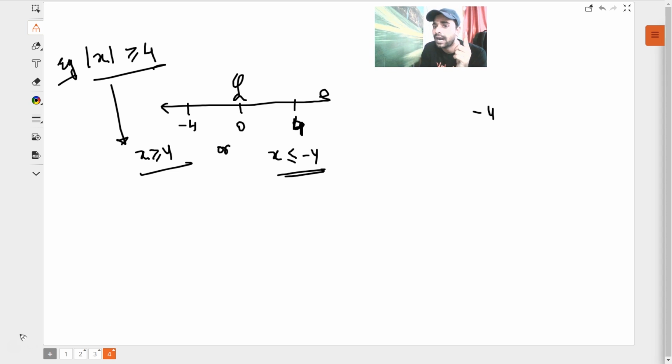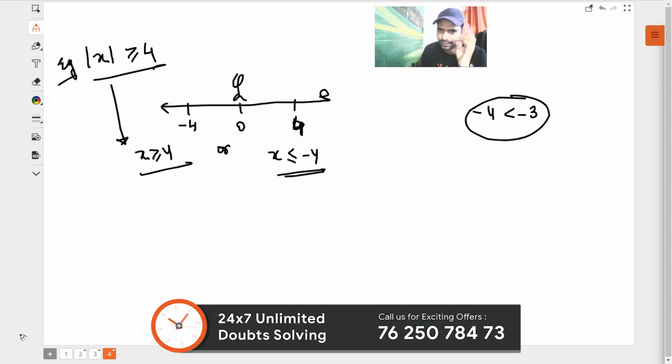I hope everybody out there knows this thing. Why is it lesser? Because it lies on the left hand side on the number line, right? On the left hand side of -3, -4 lies on the number line. That's why this happens. Everybody clear with this? All right, that's why I have changed the sign of inequality over here.